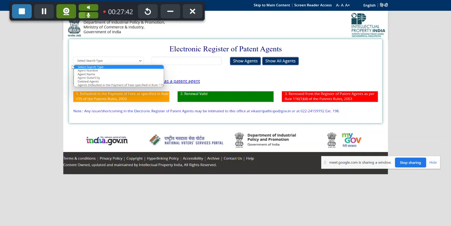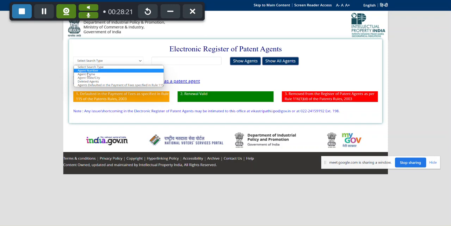So here there are multiple categories from where you can search out the patent agent name, because when you are practicing in front of the patent office, they also check your name over here, whether you are telling them that you are a patent agent but actually are or not, or if you are a patent agent, whether you pay the renewal fees regularly or not. That is also reflected over here. So here there is the patent agent name, number, then deleted agents, meaning those who have not paid the renewal fees and somehow their name has been deleted. All the things they have given over here.